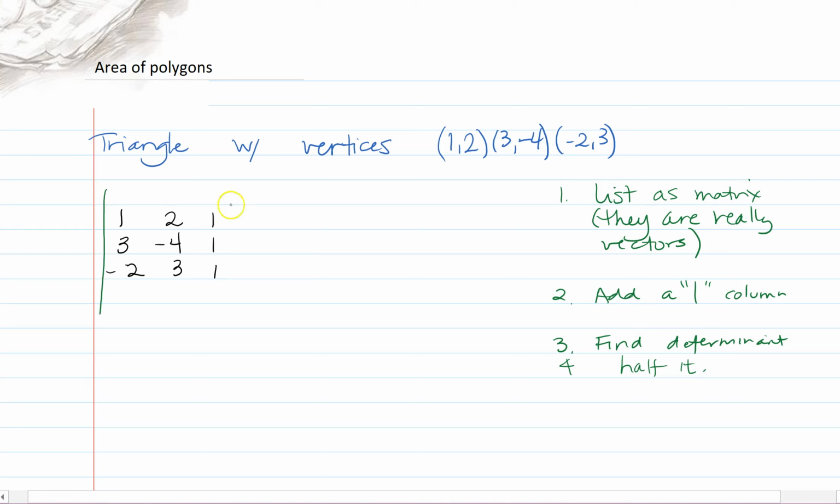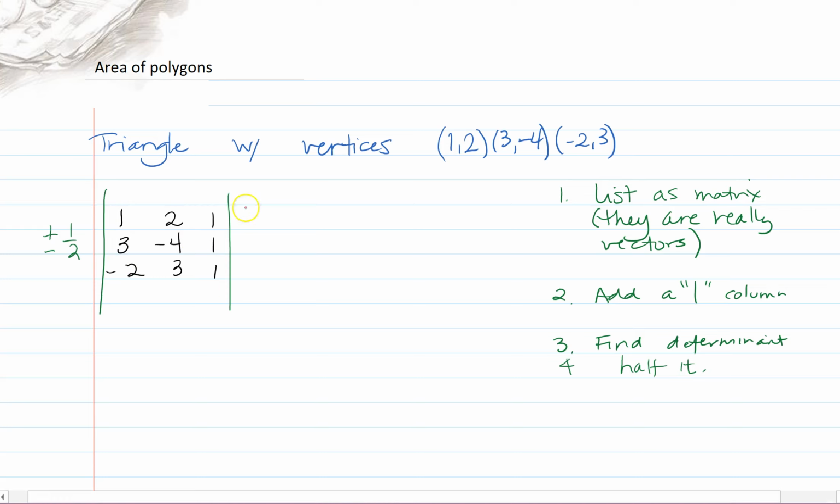So I'm going to find the determinant of this and I'm going to multiply it by plus or minus 1/2, whatever would make it positive. If I get a negative determinant, I'm going to multiply it by negative 1/2. If I get a positive determinant, I'm going to multiply it by positive 1/2. To find this determinant, I can just use my calculator because it's a 3 by 3, but I feel like I've cheated you not showing you the little shortcut.